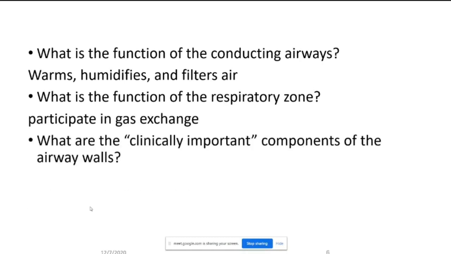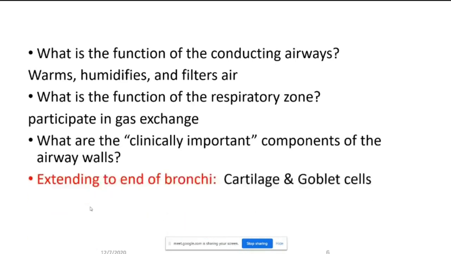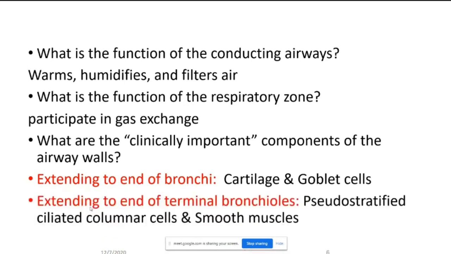What are the clinically important components of the airway walls? They are the cartilage and goblet cells. These are present to the end of the bronchi. What is the importance of cartilage? The cartilage is important because it will maintain the shape of the airways. It will prevent the collapse of the airways. Goblet cells will secrete mucus that is helpful as a defense mechanism of the lung. To the terminal bronchioles, we have the pseudostratified ciliated columnar cells and the smooth muscles, which are important to maintain the opening and the closure of the airways. This is important because after the bronchi, we don't have cartilages anymore.